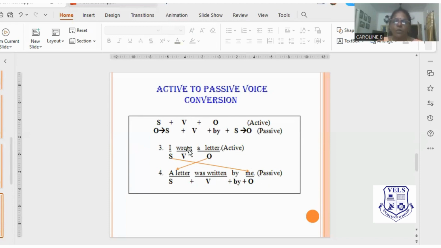The verb wrote, simple past, it becomes a verb phrase, but the tense does not change. The form of be verb, that is past form of be, was, is used with V3, written.